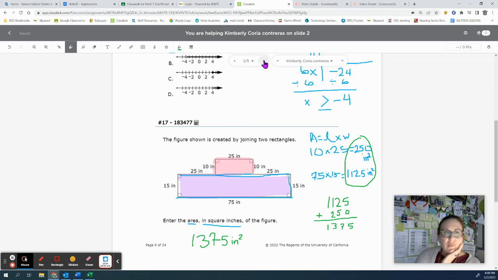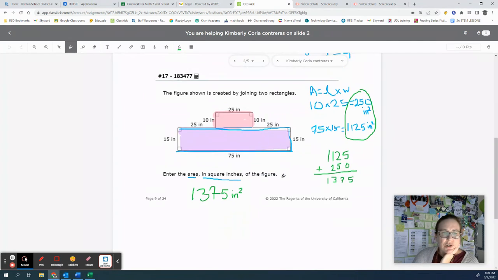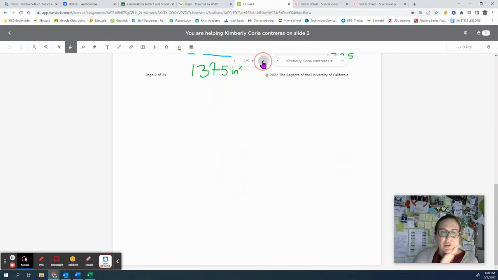Okay. Let me make sure I didn't have any more on that page. I do. No, I don't. I don't have any more on that page. Okay, next page.